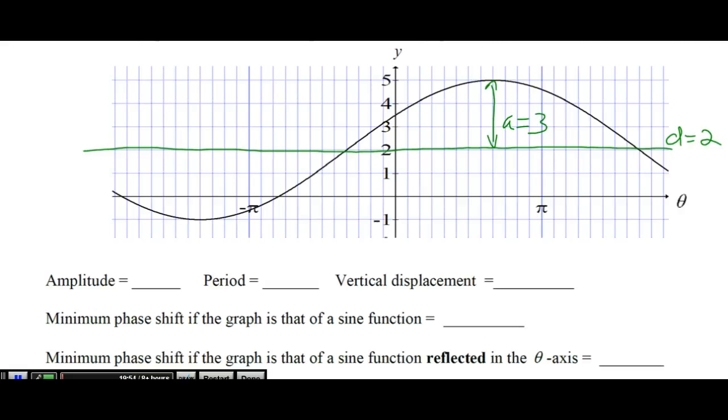You can also work those out by calculating, right? D is max plus min over 2. It's the average, right? It's in between the max and the min. And A is max minus min over 2. Okay, so we got an amplitude of 3, got a vertical displacement of up 2. What's the period?